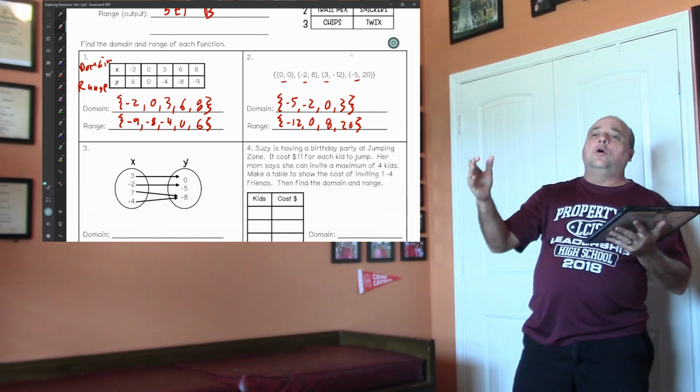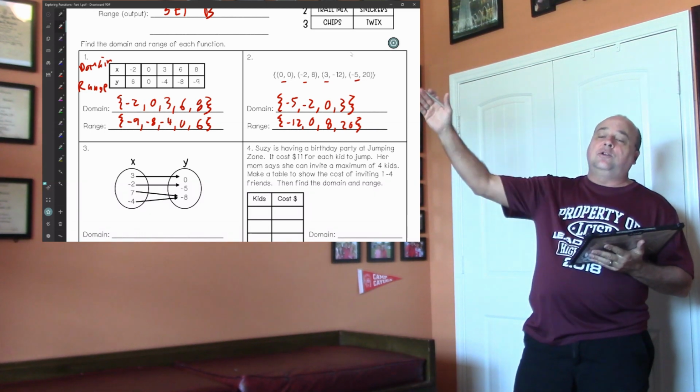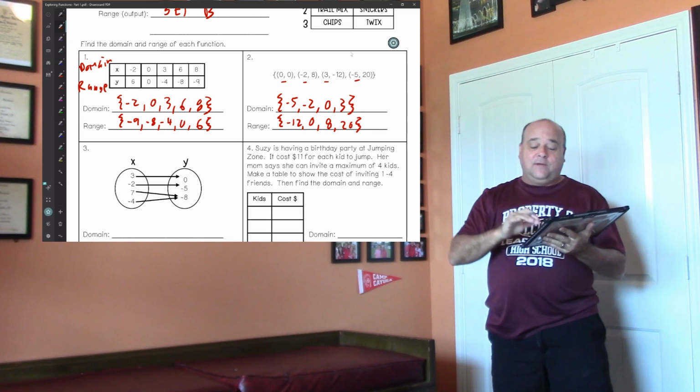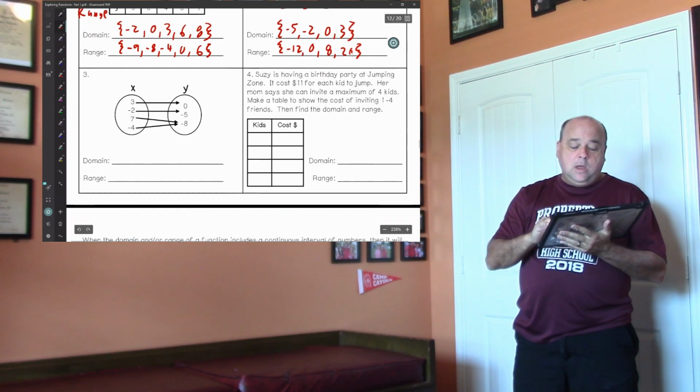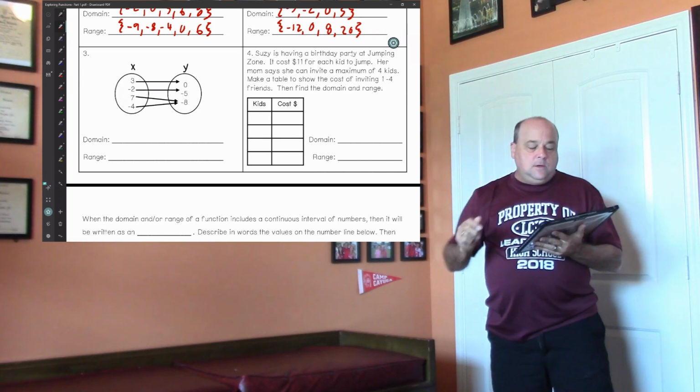And remember, these are discrete functions because they are not connected. They're only whole number values. You learned about discrete continuous in the last lesson. And let's go to number 3.